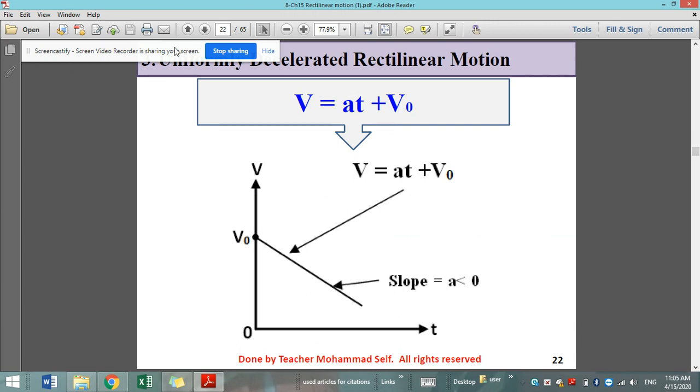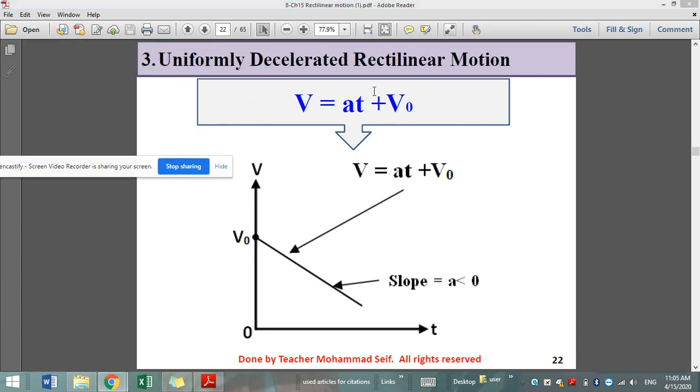As for the graph, v equals a t plus v0, again, this is an equation of a straight line where a is negative, meaning having negative slope, so the graph of v versus t is a decreasing straight line, not an increasing straight line. If v0, the initial speed, is 0, if the body starts from rest, then this is going to be passing through the origin.